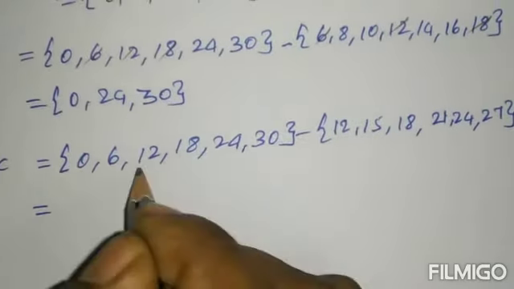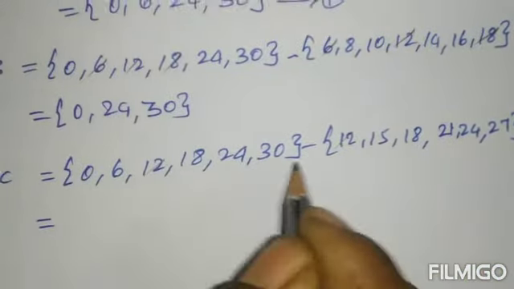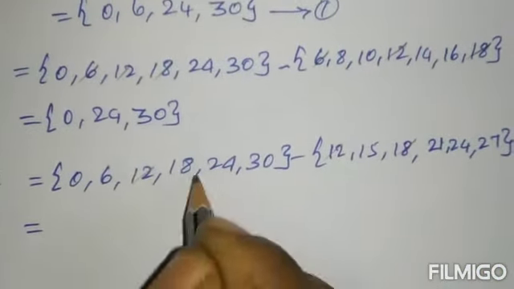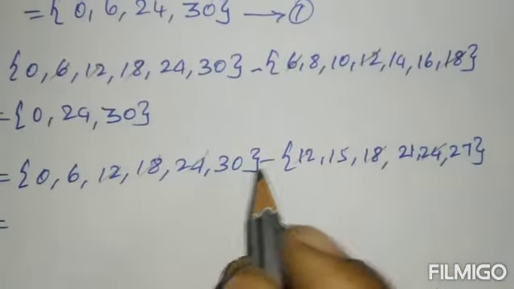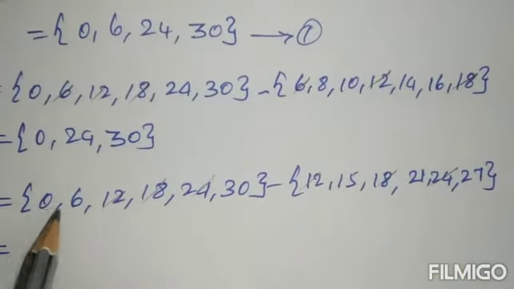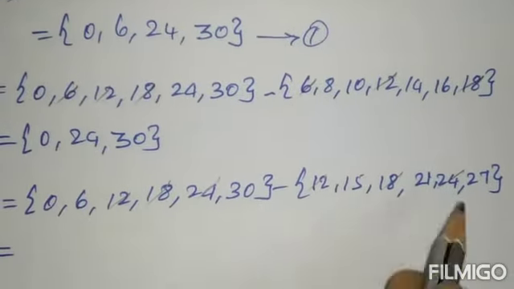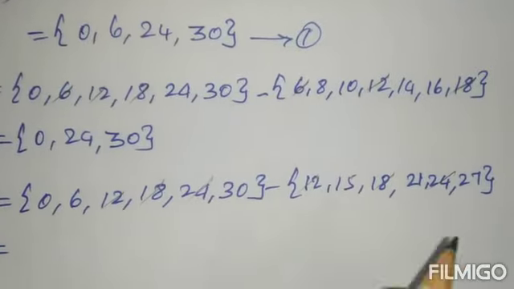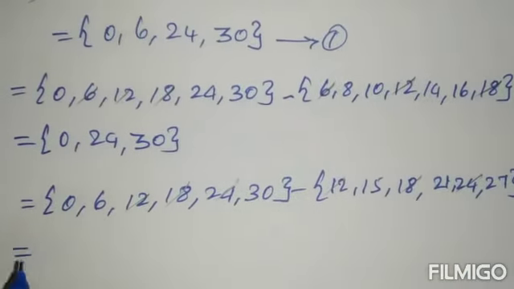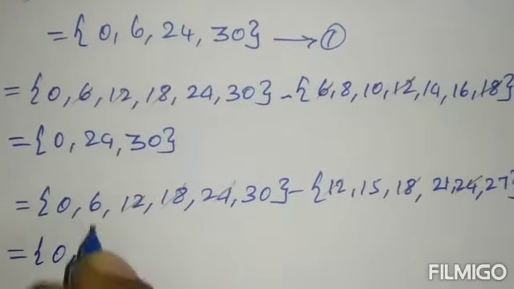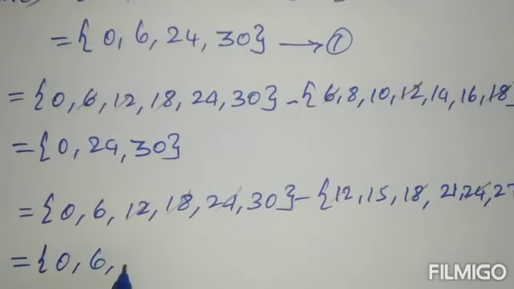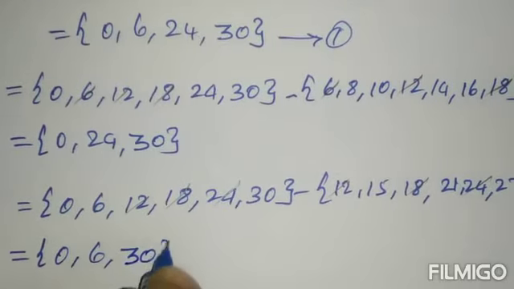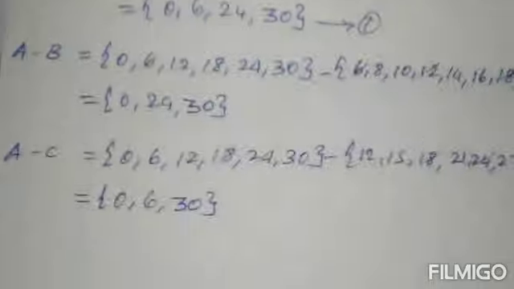So let us check. So 12 இருக்கு. So 12 விட்டணும். Then 18 இருக்கு ரெண்டுத்துலயும். அப்போ 18 விட்டணும். Then 24 இருக்கு. So 24 விட்டணும். Then 30 இல்ல, வேற எதுவுமே இல்ல. So 0 இல்ல, 6 இல்ல, 30 அதுல இல்ல. So அத அப்போ எழுதிக்கலாம். Now 0, 6, 30. So these are the elements of A difference C.